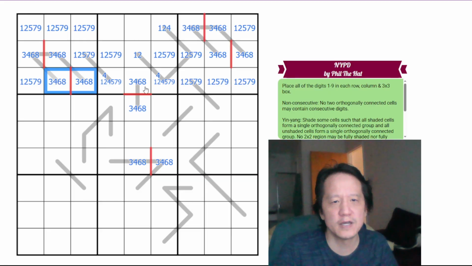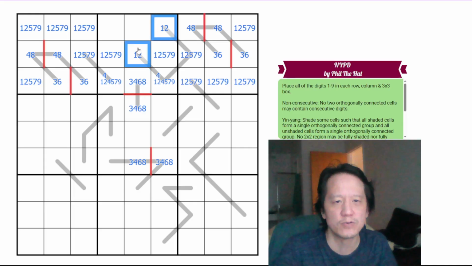Which means this cannot be 4 here. This can't be a 4-8 pair, so it must be 3 and 6. That means this can't be 3, 6. That's 4, 8. This can't be 4, 8. That's 3, 6. This can't be 3, 6. It's 4, 8. That eliminates 4 here. We have a 1, 2 pair in box 5.